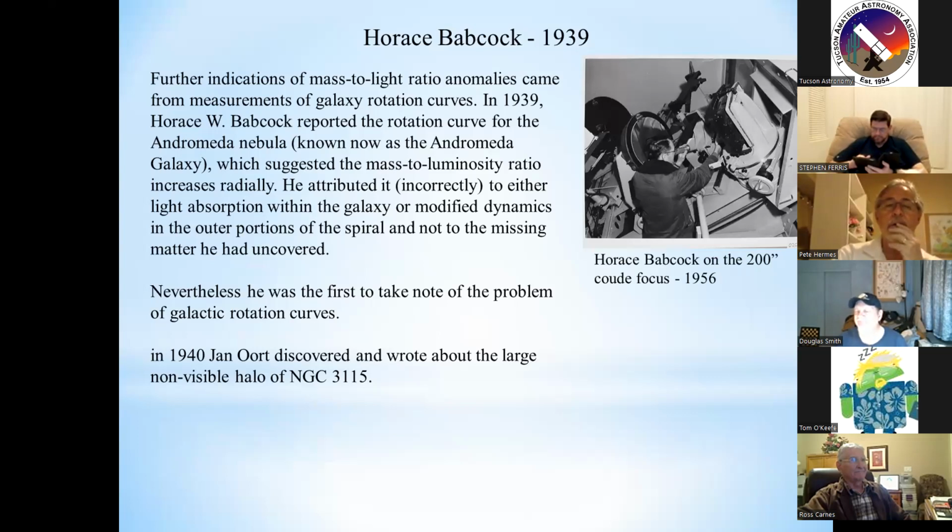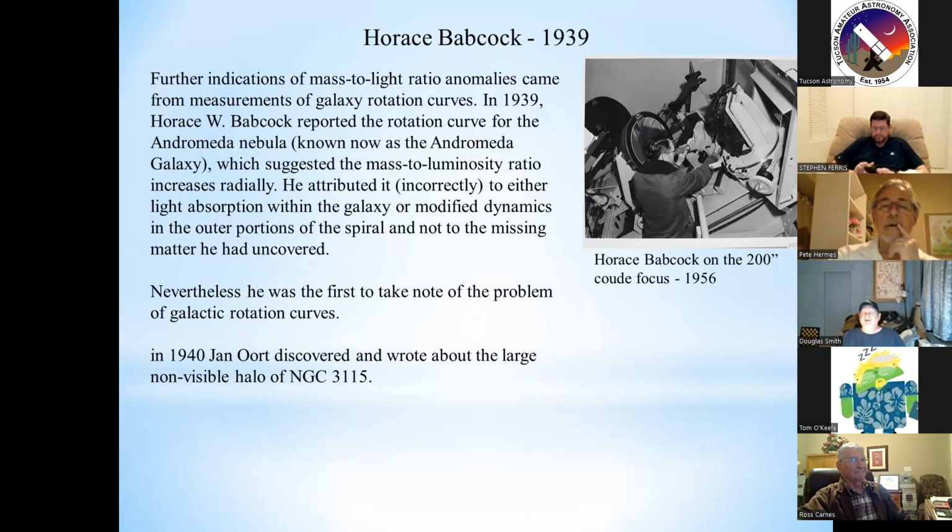Horace Babcock. Now, we're getting a little later, 1939. He starts looking at rotation curves. Specifically, he looked at the rotation curve for the Andromeda Galaxy, okay? And he very quickly realized that there was something very wrong with the rotation curve, that the stars on the outside edge of the galaxy were moving way too fast.